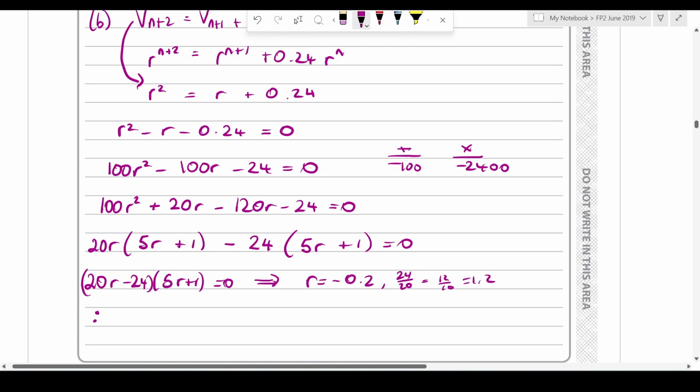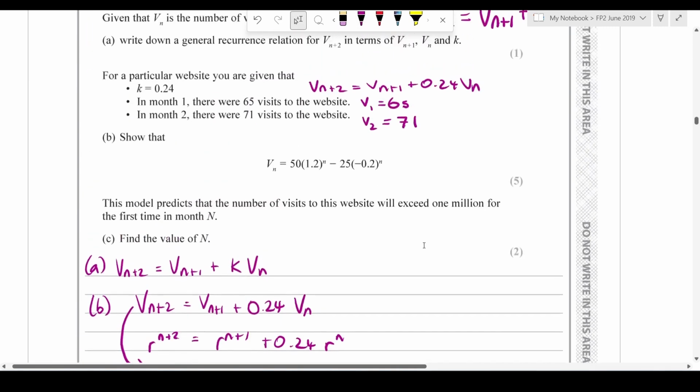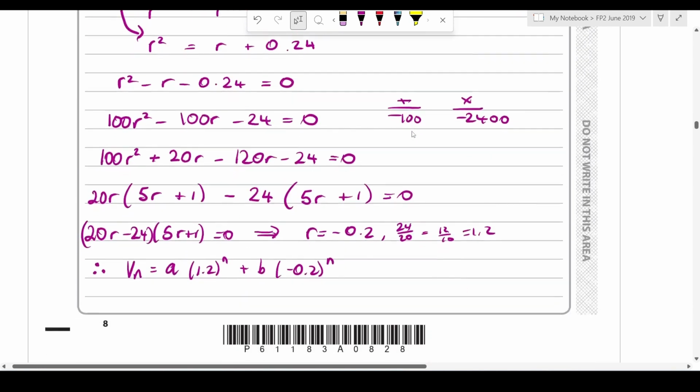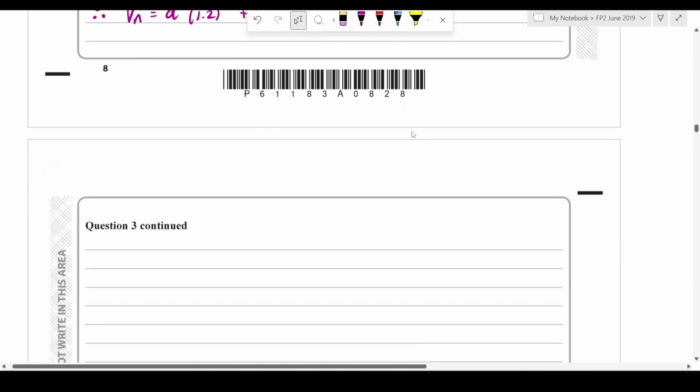So we can say, therefore, Vn is a times one of the solutions to a power, so 1.2 to the n, plus b times minus 0.2 to the n. So that's our general solution. However, we do have some initial conditions, V1 is 65 and V2 is 71. That's going to allow us to solve for a and b.